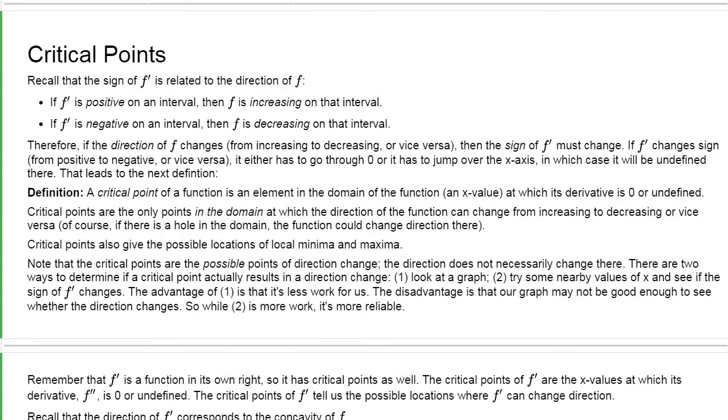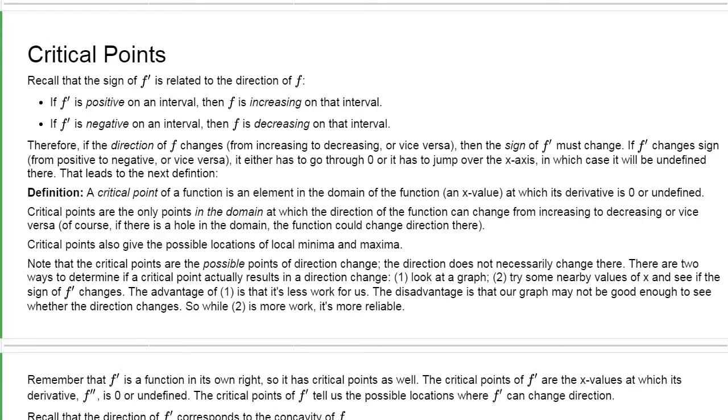So if the direction of f changes, so if it changes from increasing to decreasing or vice versa, then you have to have a change of sign in f prime. If f prime changes sign from positive to negative or negative to positive, either way, it either has to go through 0 or it has to jump over the x-axis. So either the derivative will be 0 at that point where it changes sign, or it'll have a place where it's undefined when it jumps over the x-axis.